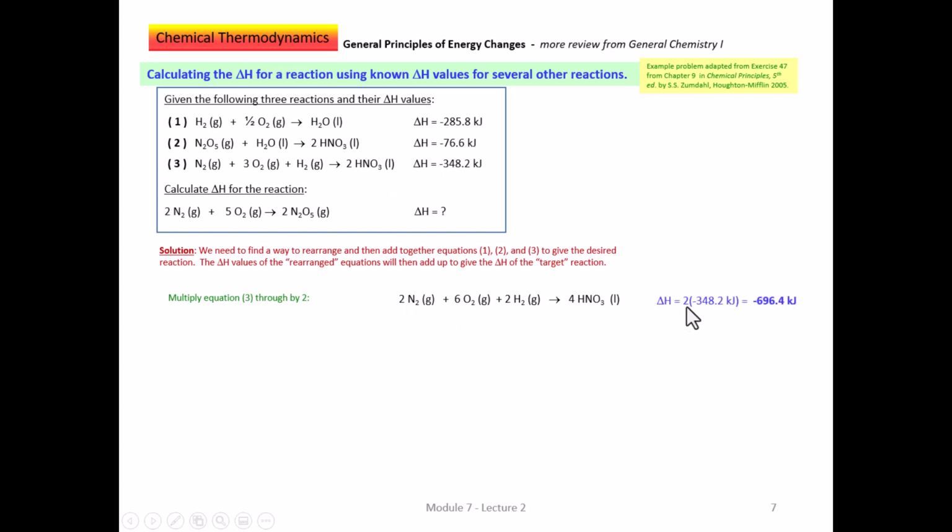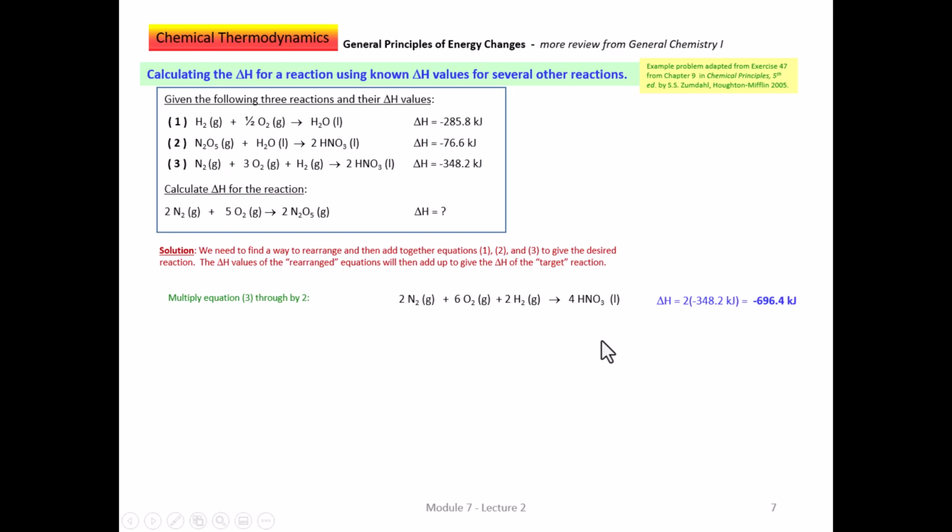I don't change the sign of deltaH because I didn't reverse this reaction. I just multiplied through by 2. So we have minus 696.4 kilojoules as a result. Now you might ask, okay, this looks random. Why did you choose to do this?